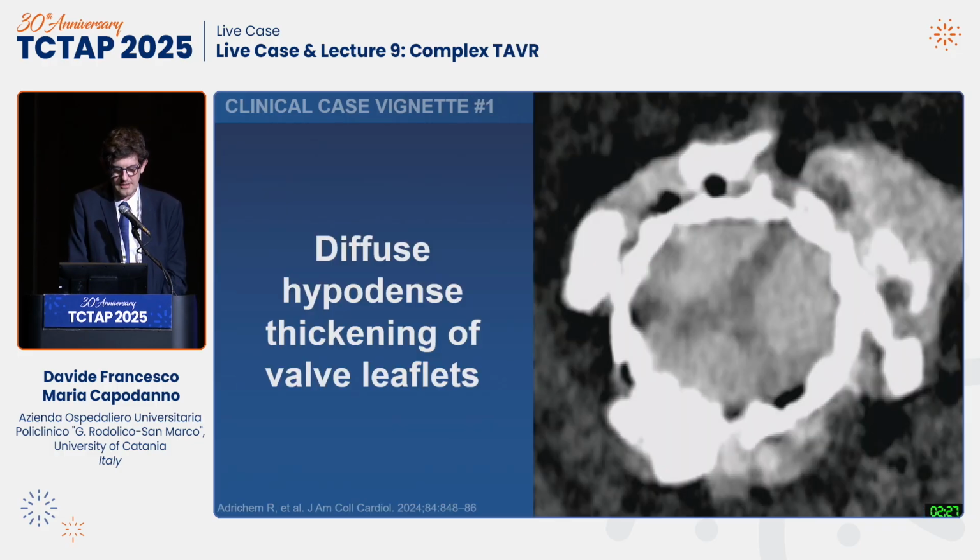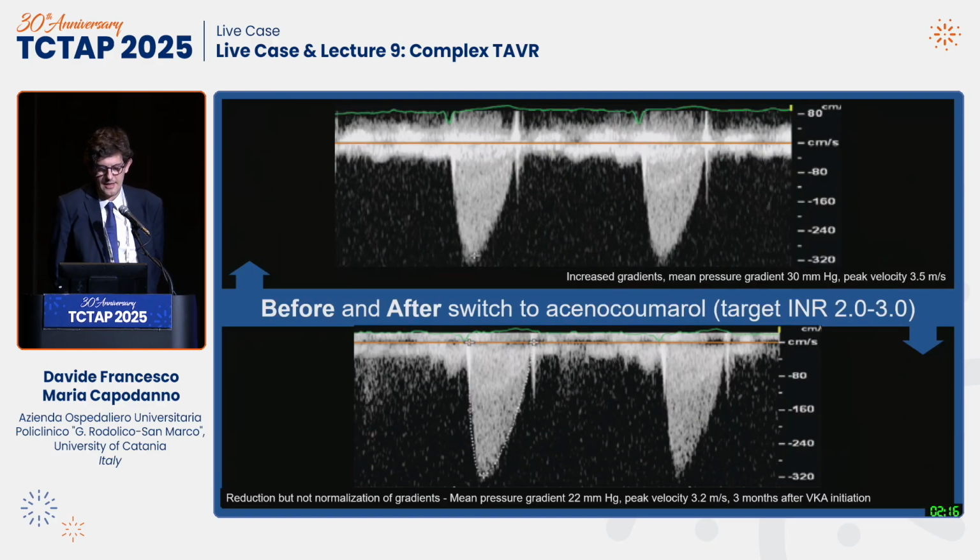So that was the result with the diffuse hypodense thickening of the valve leaflets, highly suggestive for thrombosis because of the clinical presentation in a patient with a prior valve, as we said. And this is the gradient before and after a switch to acenocoumarol with a target INR of 2 to 3.